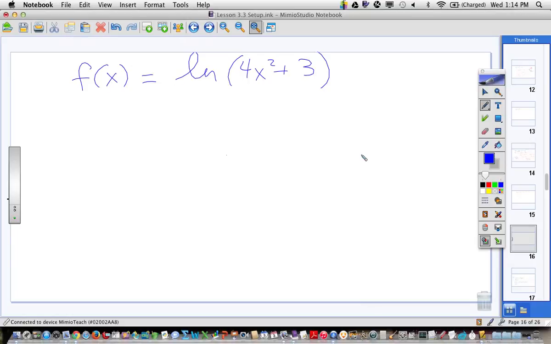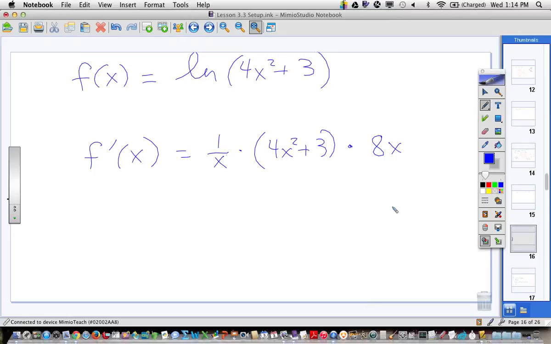Now, on some functions, it's easy to tell the inside and the outside, and sometimes you get too caught up in what that means. For example, a lot of people have come to me today and asked me about this problem, and they've written this as their function. Okay, that is wrong. Now I know what you're thinking.